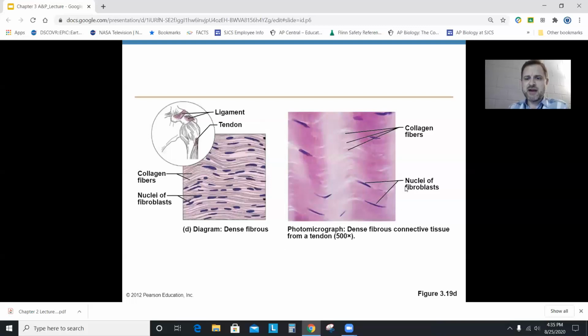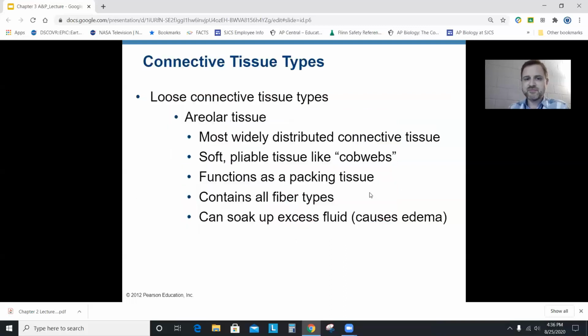Here I have a picture. Here I have the fibroblasts, these cells embedded in the collagen fibers. And again, the cells produce the fibers. Loose connective tissue, there are several types. Areolar tissue: throughout your body, you have this sort of cobwebby connective tissue. It's soft, it's stretchy, and it can absorb lots of water or lots of fluids.